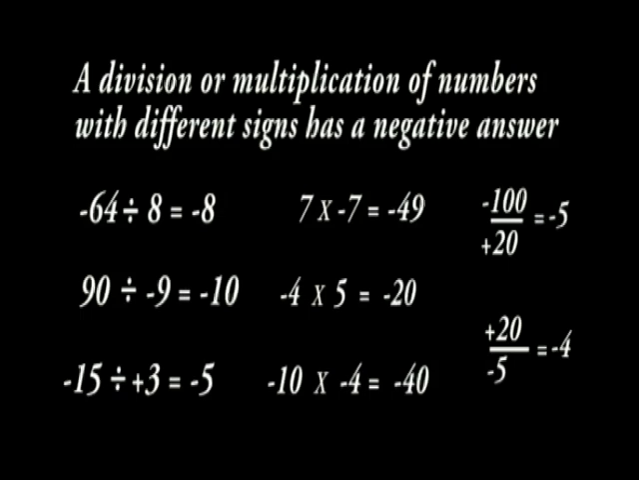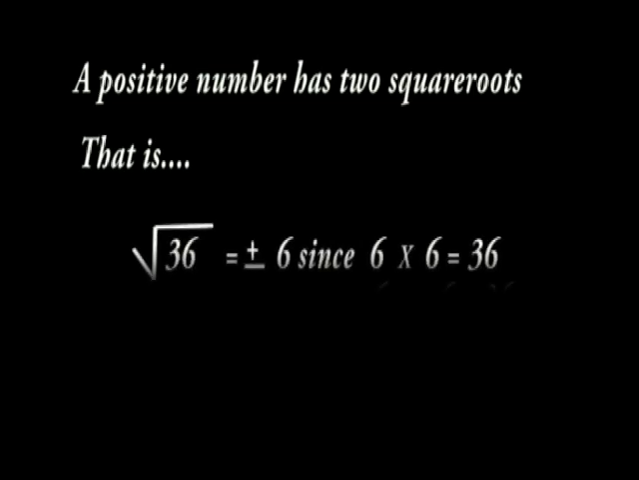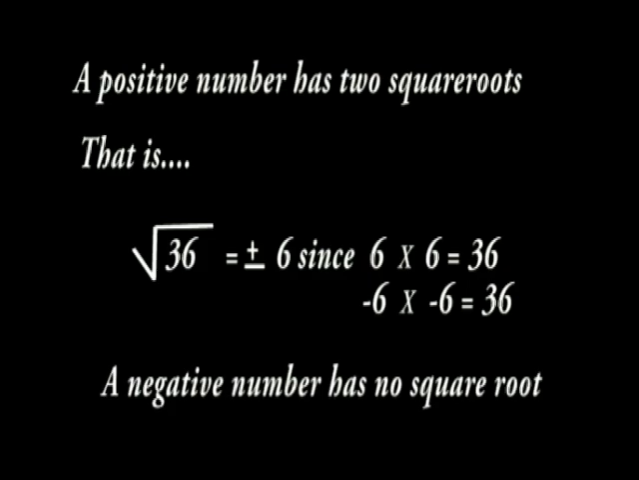It is therefore prudent to say that a positive number has two square roots, one with a plus and another with a negative. That is, the square root of 36 is plus or minus 6, since 6 times 6 is 36, as is minus 6 times minus 6. A negative number has no square root.